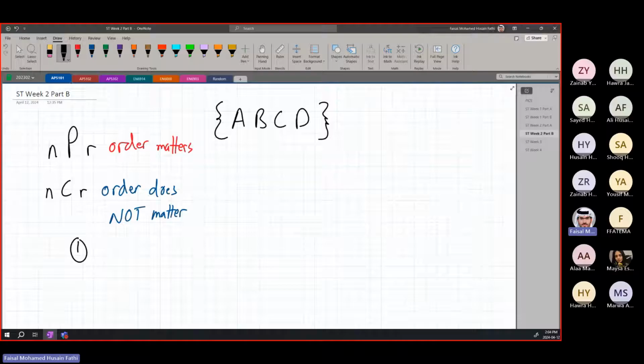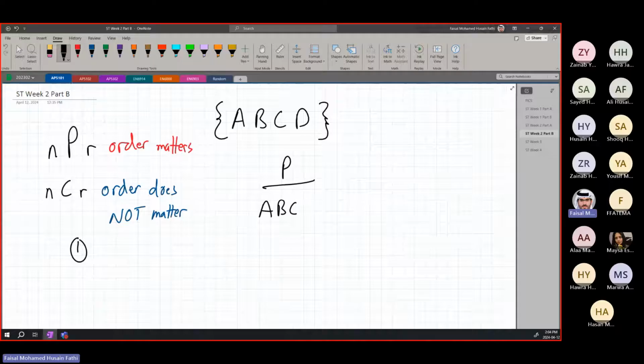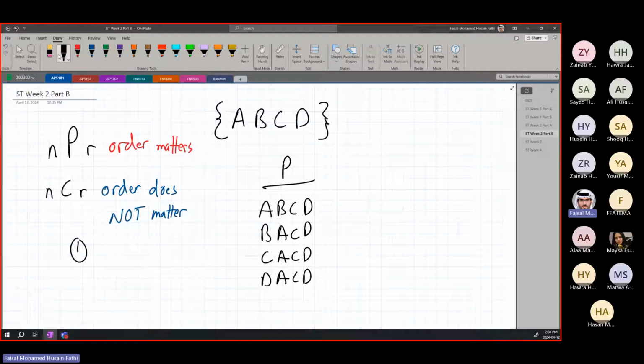But when we come to permutation, so for P, the ways you can write this is A, B, C, D, B, A, C, D, C, A, C, D, and D, A, C, D. All right, D, A, sorry, one minute. D, A, B, D, and D, A, B, C. So you can see we have 4 different ways we can write it in this case. More than 4, actually.